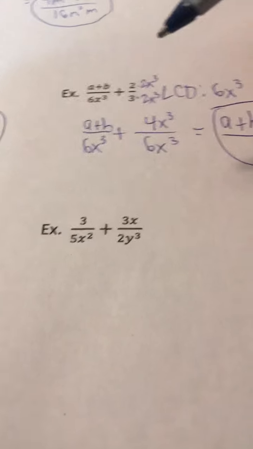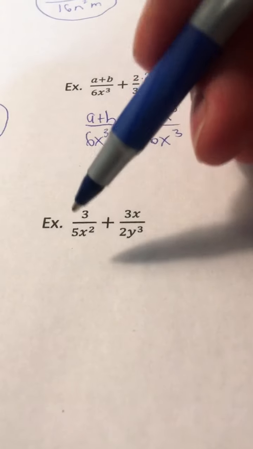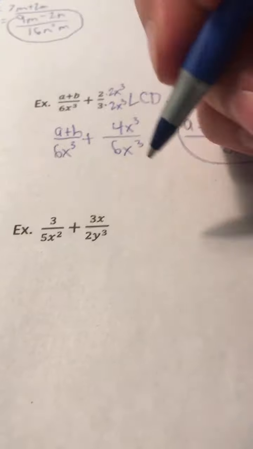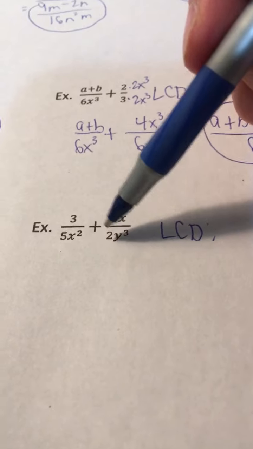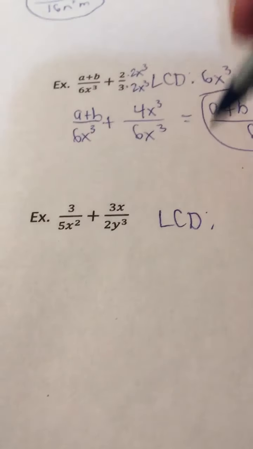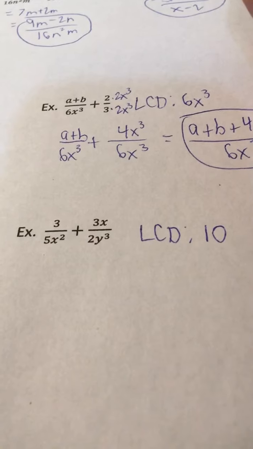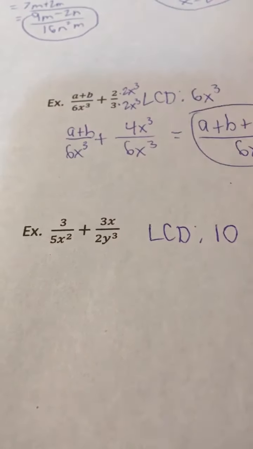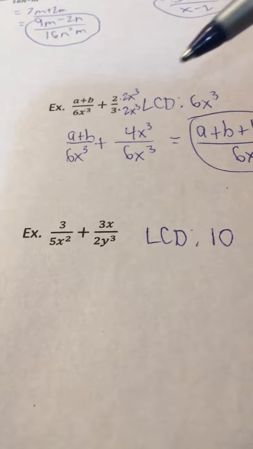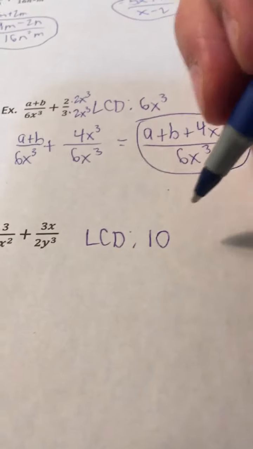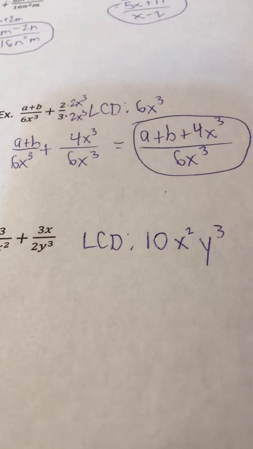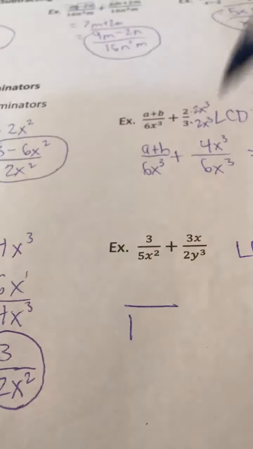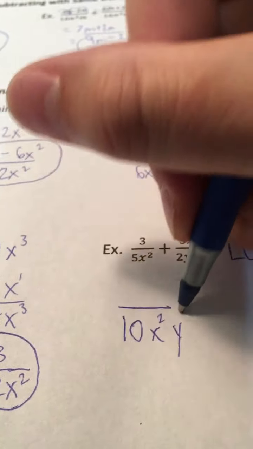Last one. All right, last monomial problem. 5x squared and 2y to the third. I need my LCD, my least common denominator. All right, first of all, for 5 and 2, count by 5s, count by 2s, LCD is going to be 10. All right, this one has an x squared, this one has a y to the third. I need to use them both. Anything that shows up in the denominator has to be in your LCD. So 10x squared y to the third is going to be my whole common denominator. So let's change both of these into something over 10x squared y to the third.